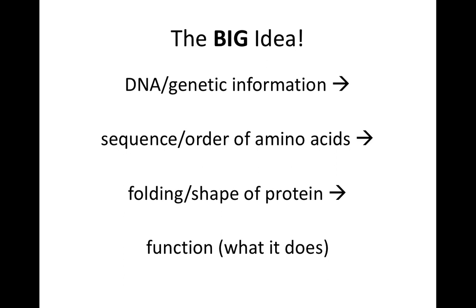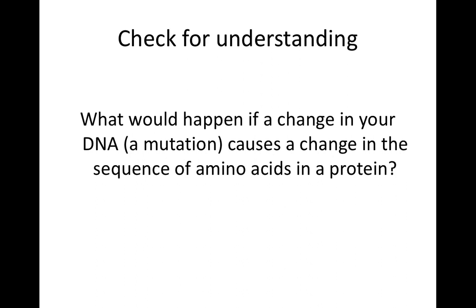Here is a big idea in biology. You have heard that genes help to cause your traits. The way that it works is that your DNA has basically instructions for putting together amino acids in a particular sequence to form particular shapes of proteins. And it is the shape of the protein that determines its function, what it is able to do. So think about it. If you change the DNA, we call that a mutation. What do you think that would cause to the shape of a protein?